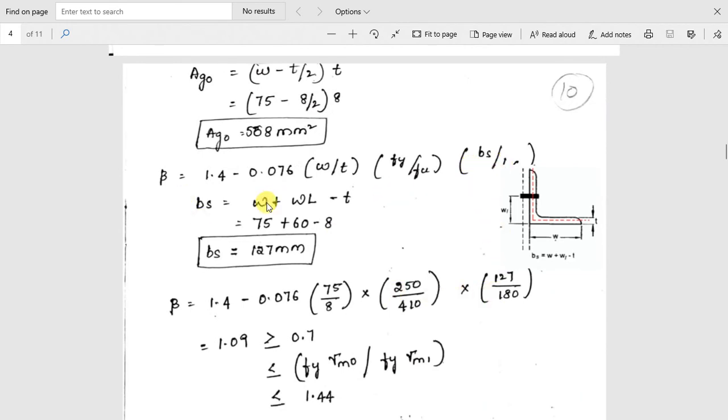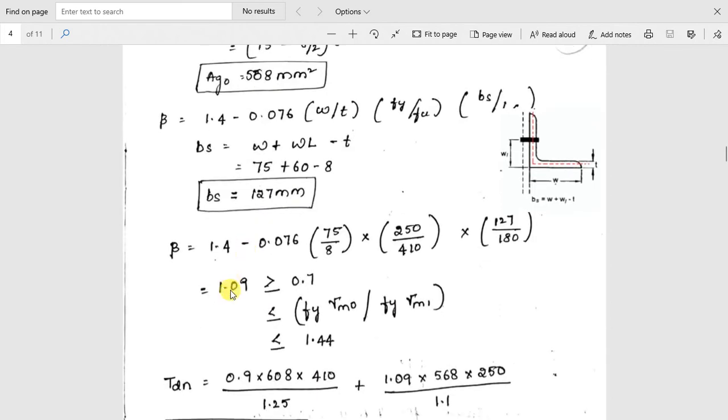Shear lag width using this formula, W plus WL minus T. That means from this particular point along this center line till here, it's W plus WL. Why minus T? Because this thickness is calculated twice while adding W plus WL. So W plus WL minus T. This is the shear lag width, and that is equal to 127.